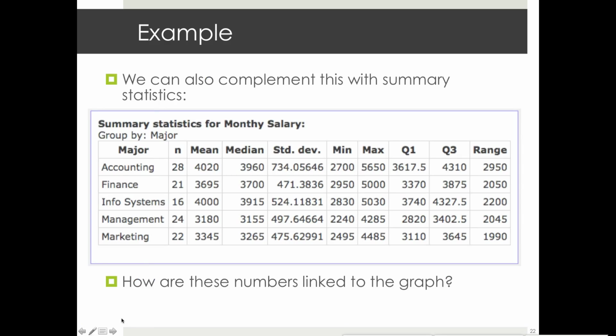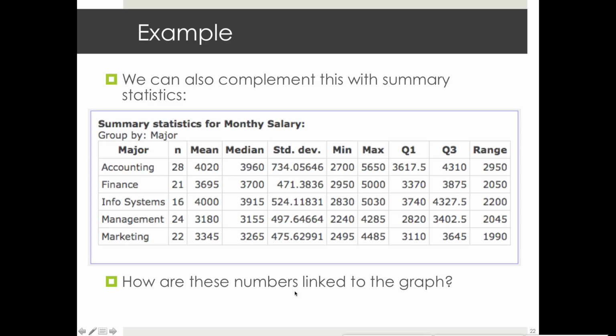We can also complement this picture with some summary statistics. So I've used the summary statistics command in StatCrunch to generate this table of summary statistics for each major. By grouping by major, we can see not only how many particular observations we have for each major, but we can also see the important summary statistics like the mean, the median, and so on.